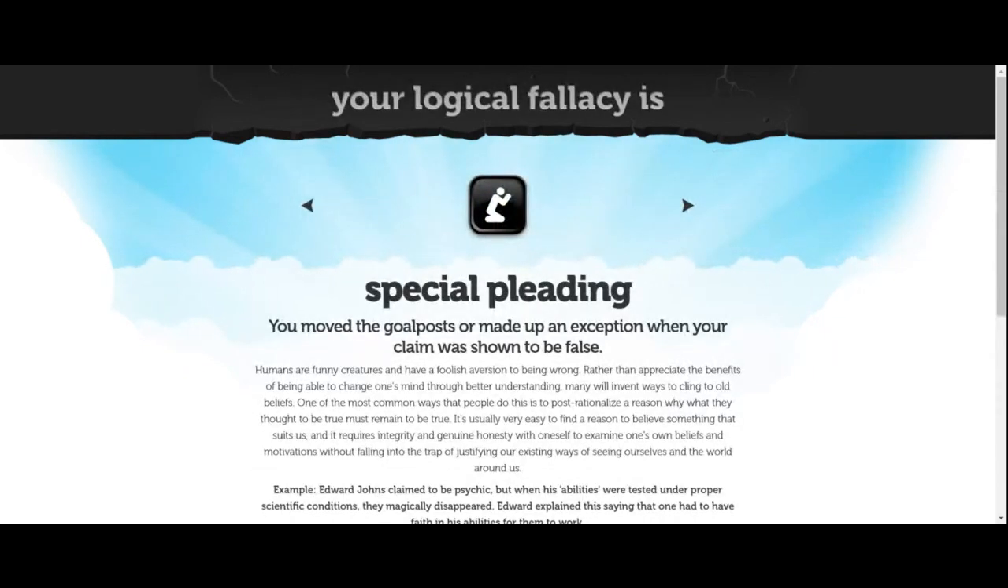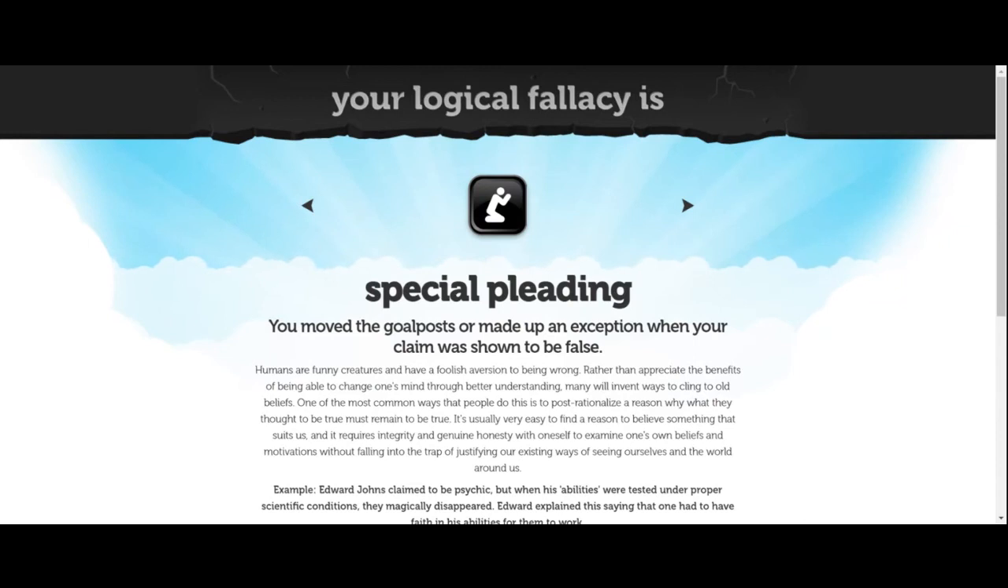So we're going to go with the special pleading fallacy. You move the goalposts or made up an exception when your claim is shown to be false. Okay. This is especially bad because you're basically saying, okay, I don't accept your version of things, so I'm going to make it even harder for you to win this argument.